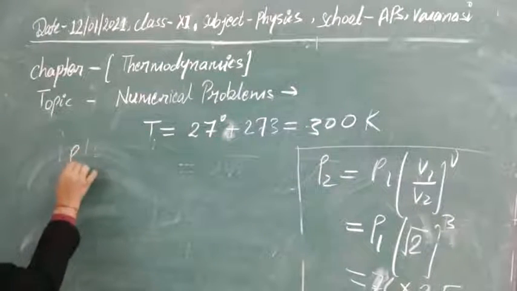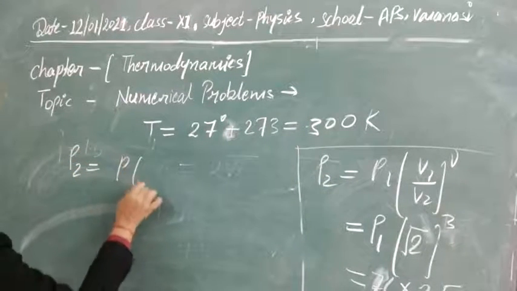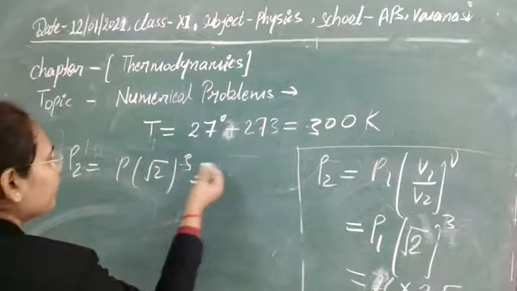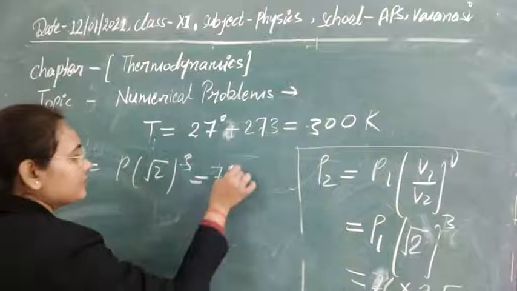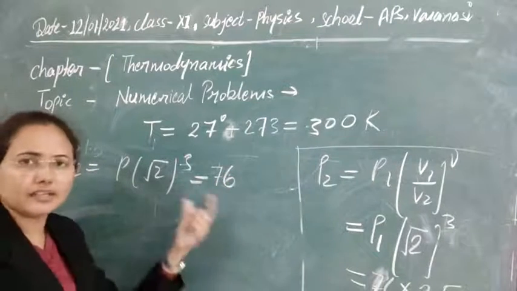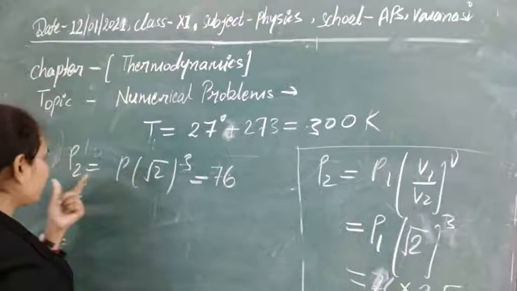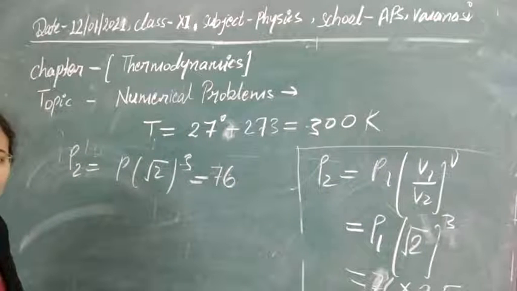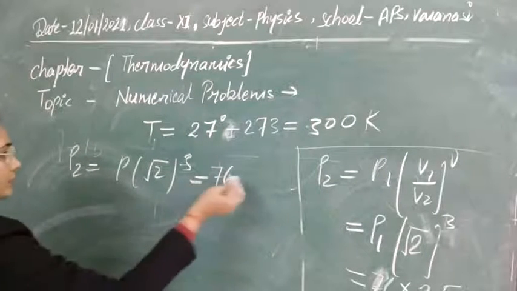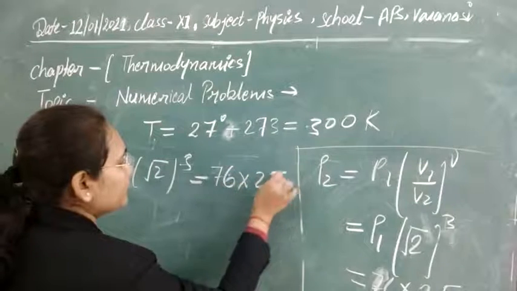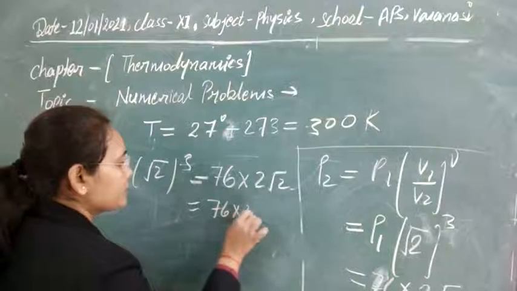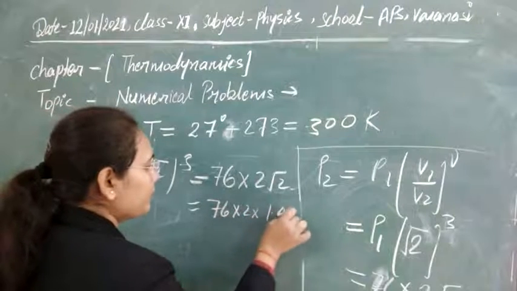So as we have P2 is equal to P times √2 to the power 3. Now the value of P is 76, this is in centimeter. You can also calculate P2 in centimeters of mercury column, and this value will be 2√2 here. So this is 76, this is 2, this is 1.41.